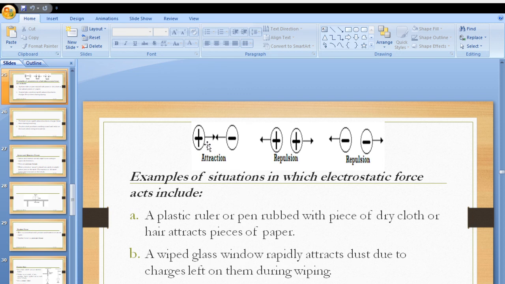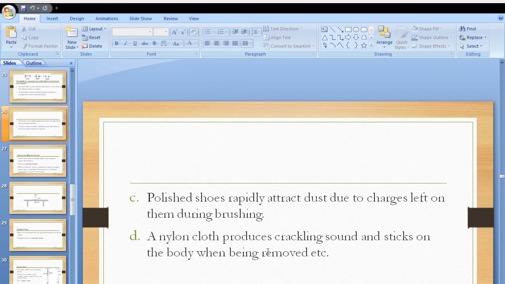So you can see here, attraction occurs between unlike charges. Repulsion occurs between two like charges, that is two positive or two negative charges. So again, we move on with our cases. Polished shoes rapidly attract dust due to charges left on them during brushing. A nylon cloth produces a crackling sound and sticks on the body when being removed.